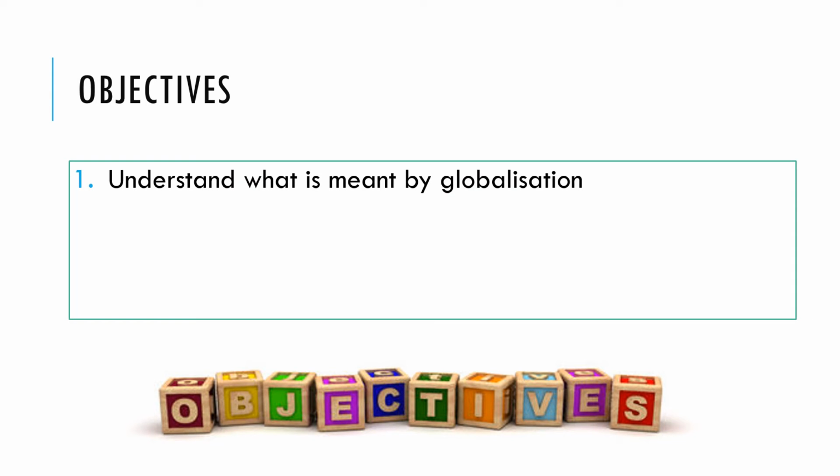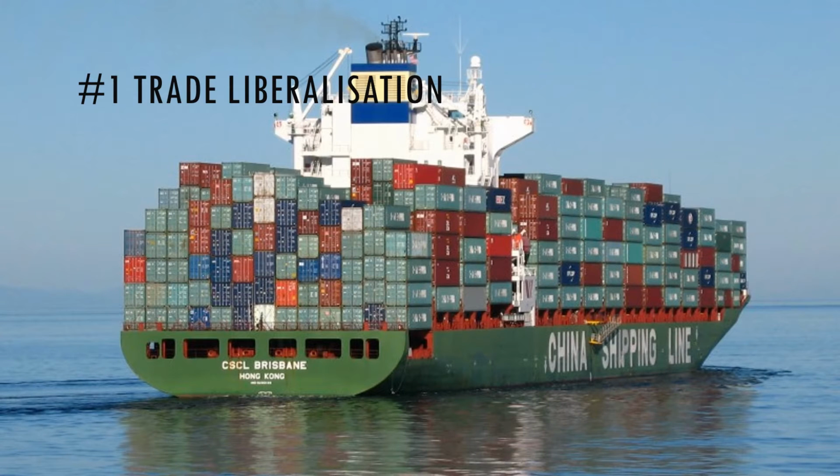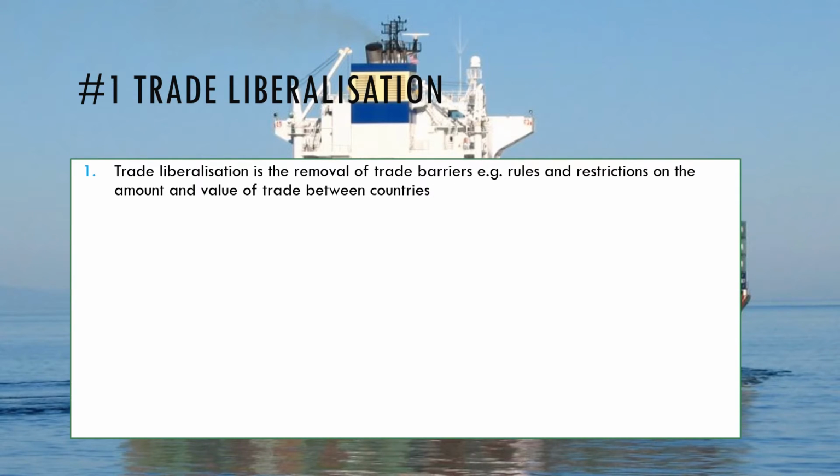So we've looked a bit at what is meant by globalization in the first few minutes. Now let's go on to look at the 8 factors that have contributed to increased globalization. First up, number 1 is trade liberalization. This is the removal of trade barriers. Trade barriers are rules or restrictions on the amount of trade that can take place or the value of trade between countries.